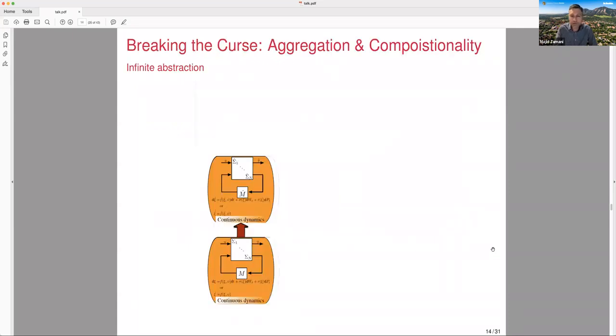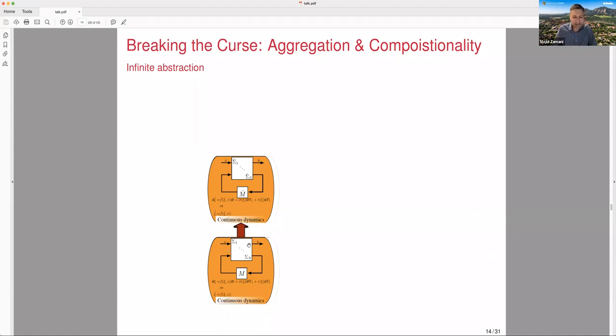So I use two ideas to break the curse: aggregation and compositionality. In aggregation, what do we do? We say, okay, you have a physical system. See if you can aggregate some of the state variables, I'm talking about continuous state variables, and represent them by one state variable. This is also called model order reduction. In the continuous domain, we try to see if we can reduce the dimension of the physical system.